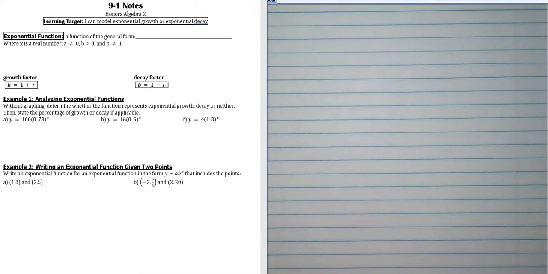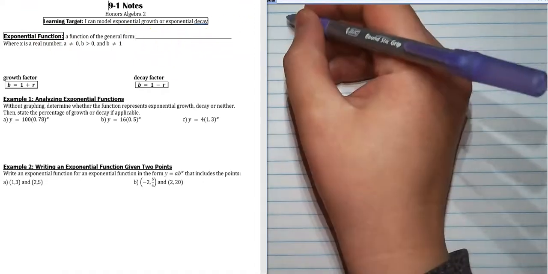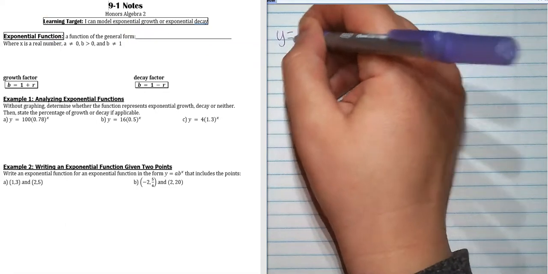Okay, so first thing we're going to talk about is exponential functions, and the general form, the little thing I would put right in the blank there, would be y equals ab to the x. All right, and there's a couple rules here.